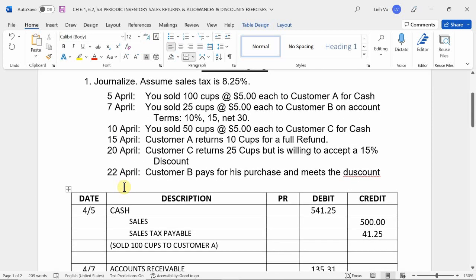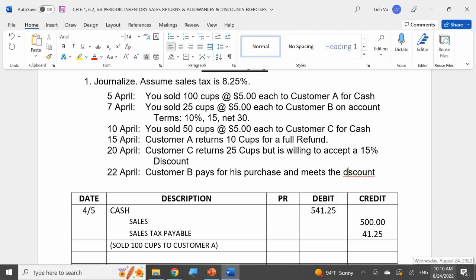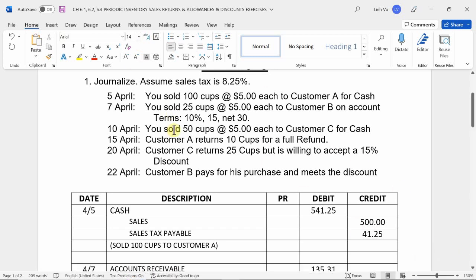Last but not least, right? April 22nd, customer B decides to pay in full for his purchases and makes the discount. So therefore, let's take a look. We offered them a 10% discount if they paid within 15 days. If not, it's due in 30. We sold to customer B on an account on April 7th. How many days does he have to make the payment?